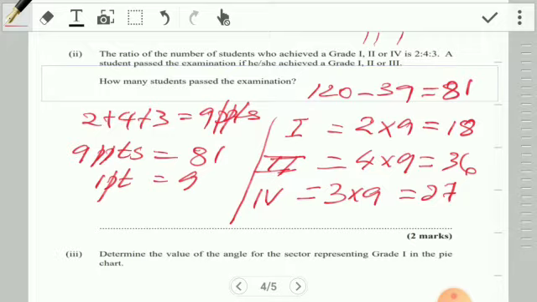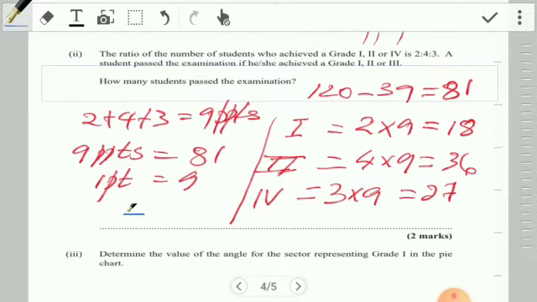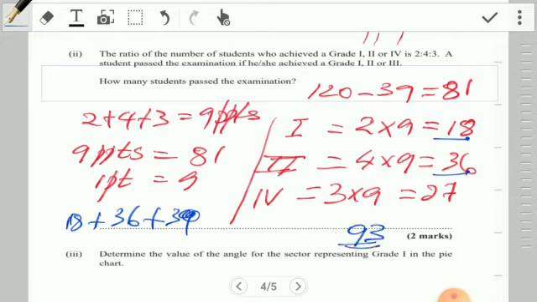Now, bear in mind that they did say the students who passed the exam, right? So those who passed the exam would have been grade 1, 2, or 3. So we're looking at 18 plus 36 plus the 39, and that's 93 students. So it's 93 students who actually passed the exam.